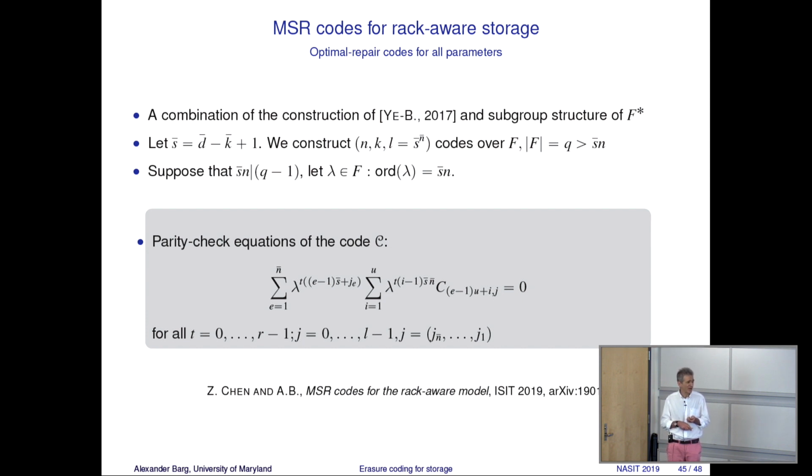MSR codes for the rack-aware model. This direction, I don't know if I would invite you to look at it. In my mind, these heterogeneous models, at least in this variation, are of some interest, but maybe not the central questions. Well, who knows? I should not discourage you completely. Interesting things can always happen. I view this as a variation, but maybe you will view this differently. So I will mention this, and I will proceed to the next. Any questions here?